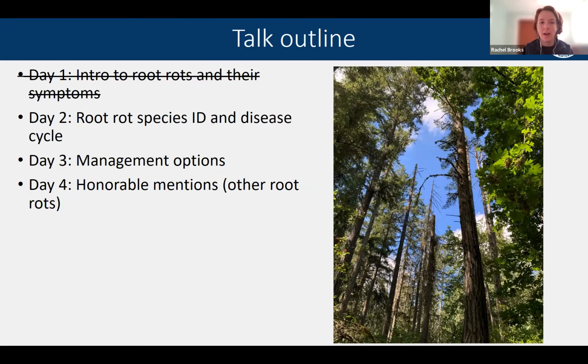Yesterday, we did a little introduction to root rots and their symptoms. Today we're moving on to their signs, so determining what root rot species you have on your property, and then talking a little bit about their disease cycle. The goal is to get everyone on the same page today.